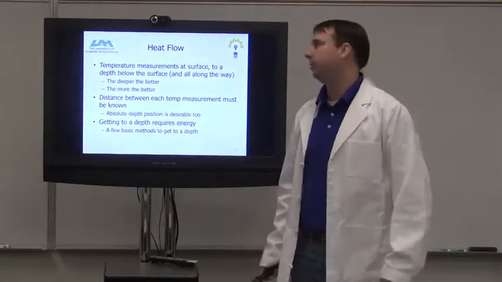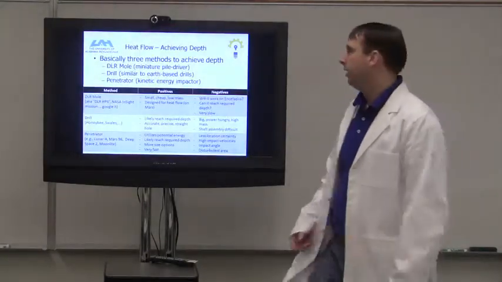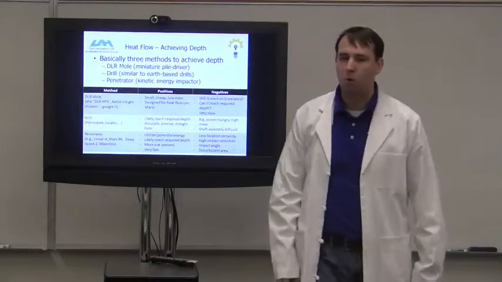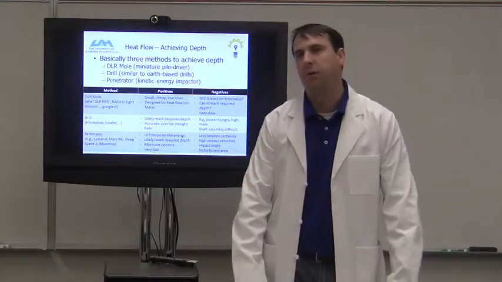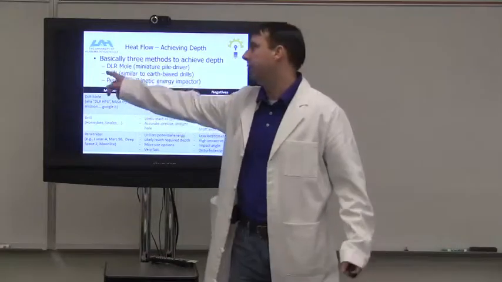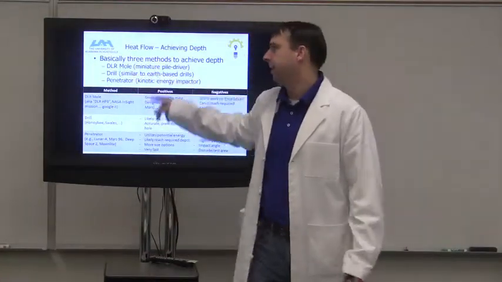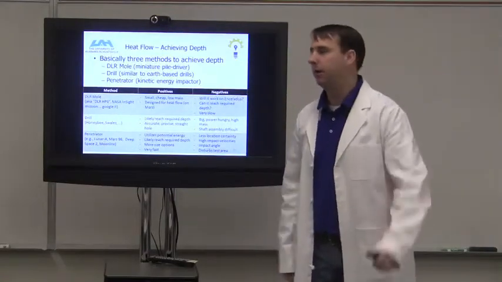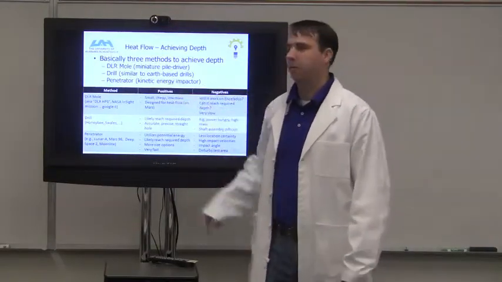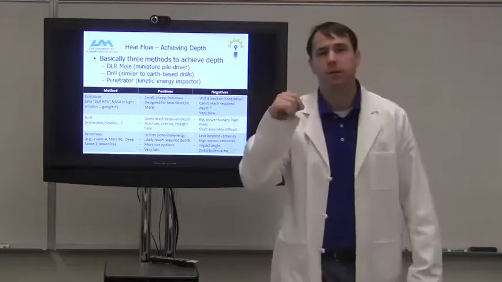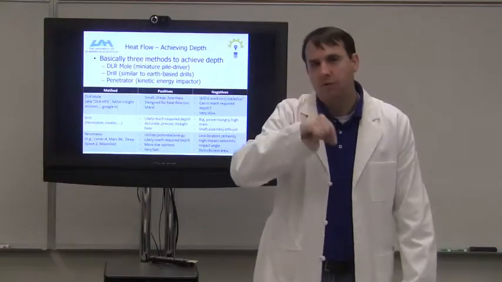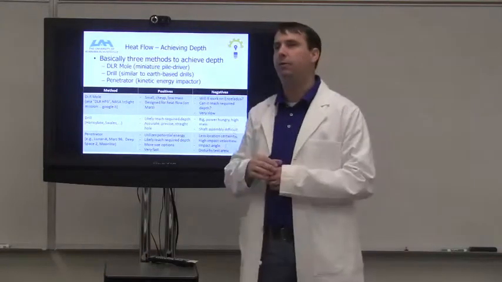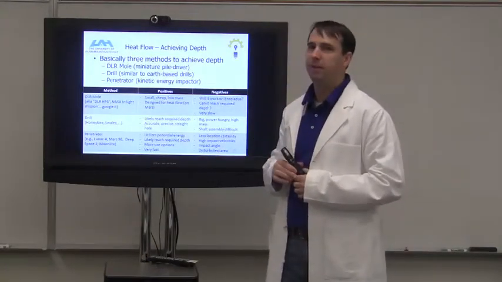How do you generate that energy? There are basically three different ways to do it. There's something called the DLR mole. DLR stands for Deutsche Luft- und Raumschaft, which is basically the German NASA. The Germans designed this thing called the mole, a miniature pile driver. We'll talk more about that if you're interested. It was designed for Mars, and it very slowly digs a hole. Probably too slowly for Venus. You'll be dead by the time it gets anywhere.